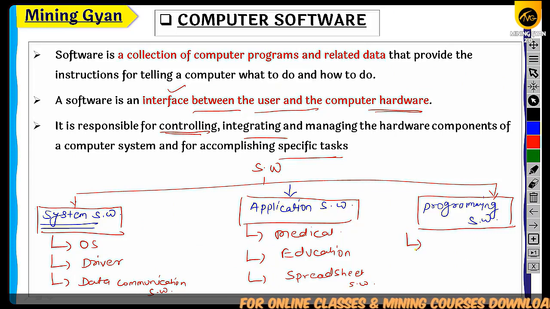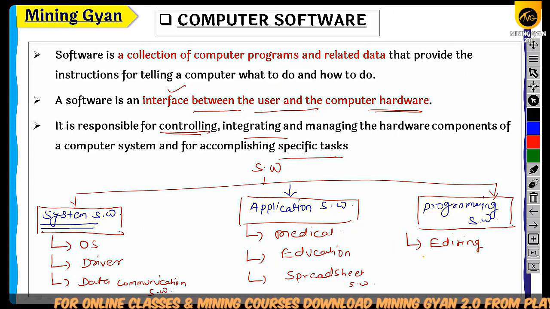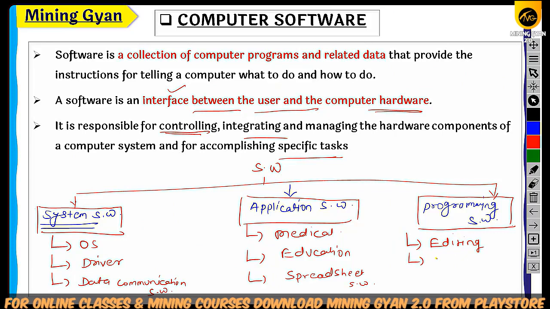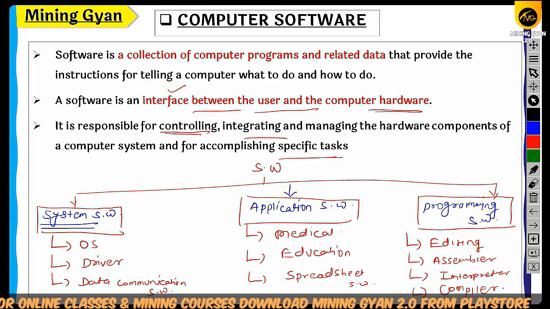Now the third section is programming software. Basically editors or editing software, and like assembler, interpreter, and compiler. These are basically used in the programming of computers, so this software is called programming software. So system software, application software, and programming software, these are the three categories of software.